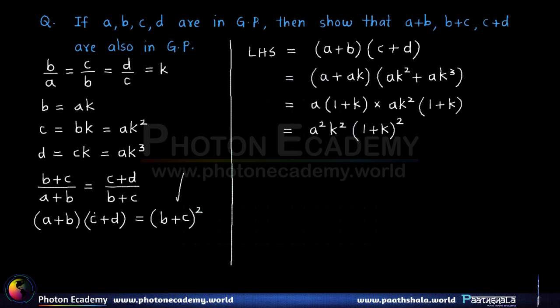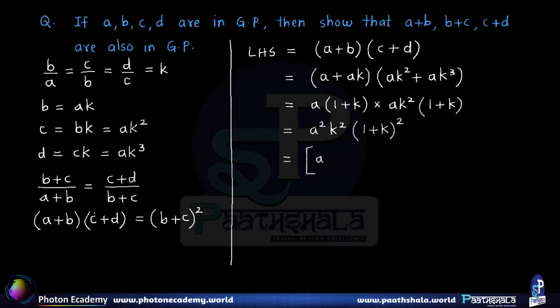Now if we look at the RHS that we have to prove, it is the square of B plus C. That means we have to somehow arrange the square of some expression. And here, whatever we have got, we can see that each term is a square term. So we can definitely write this expression as A into K into 1 plus K the whole squared. So we have arranged the square on the right hand side.